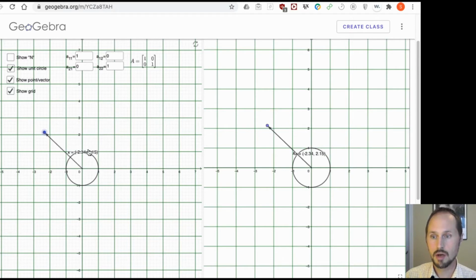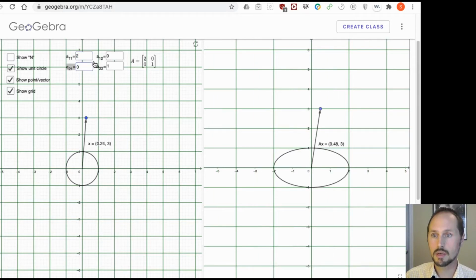On the domain, I have the unit circle. I have this vector here that I can move around, and on the right we have the image. Now I'm going to change my matrix so that it is 2, 0, 0, 1. Having a 2 in this upper position is stretching it out by a factor of 2 in the x direction, but in the y direction it stays the same.